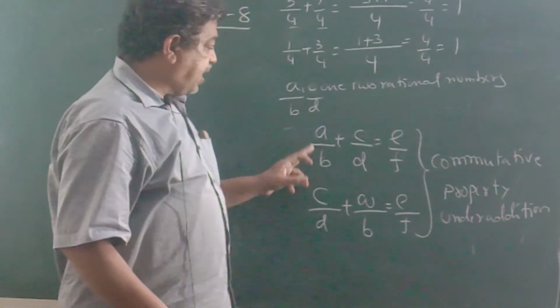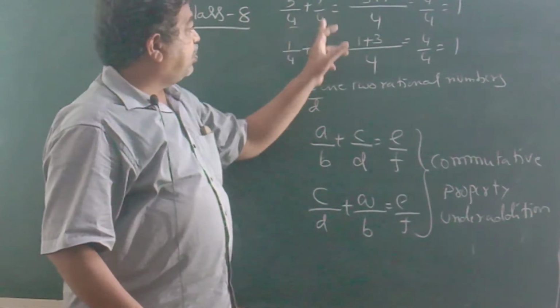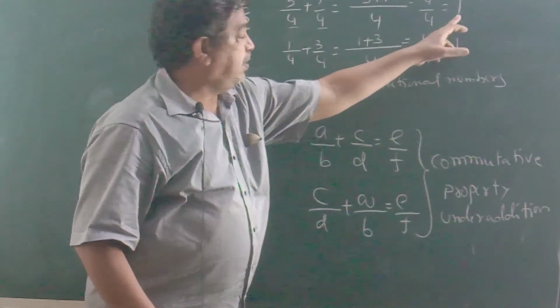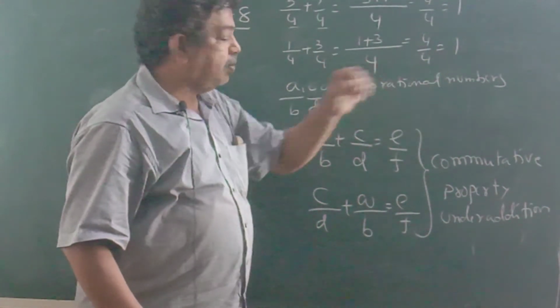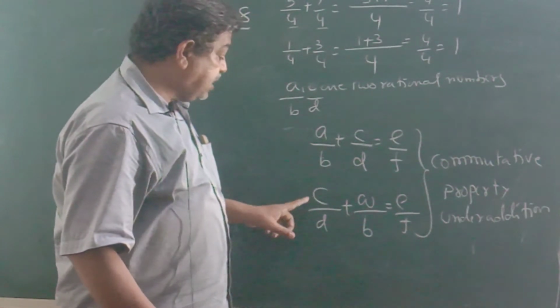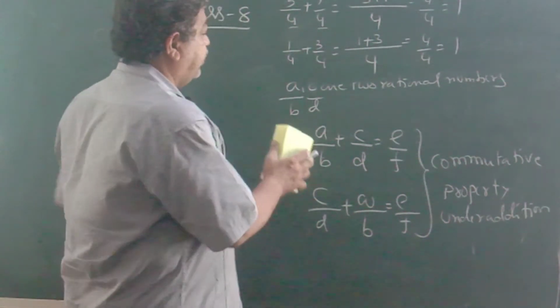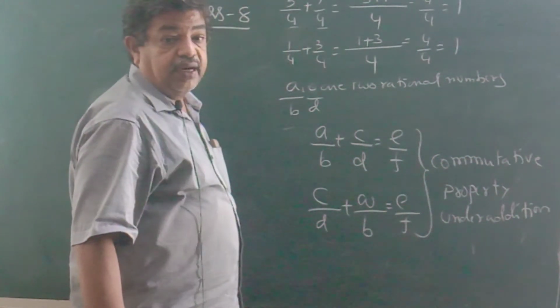So as I said, a by b plus c by d equal to how much? e by f. 3 by 4 plus 1 by 4 equal to 4 by 4, which is equal to 1. 1 by 4 plus 3 by 4 is equal to 4 by 4 equal to 1. Therefore, a by b plus c by d is equal to c by d plus a by b. So, rational numbers have commutative property under addition.